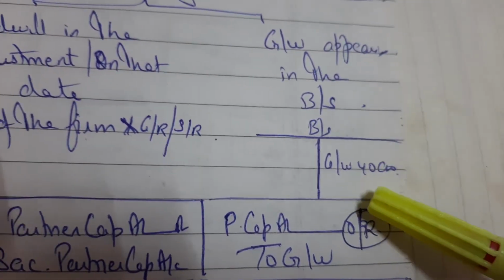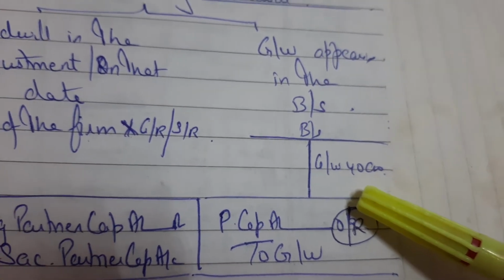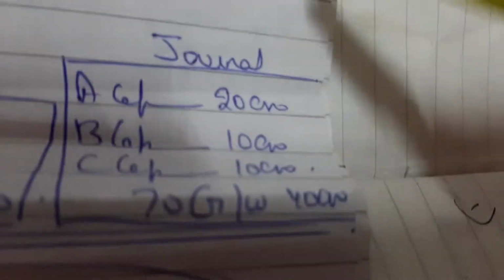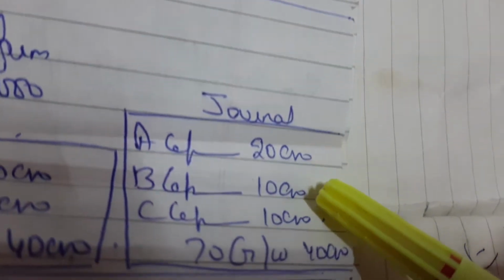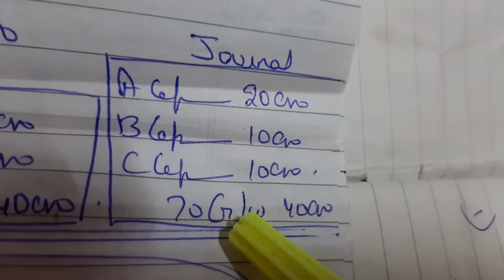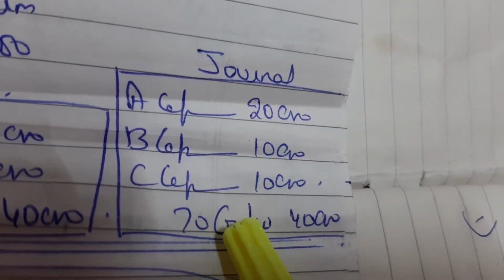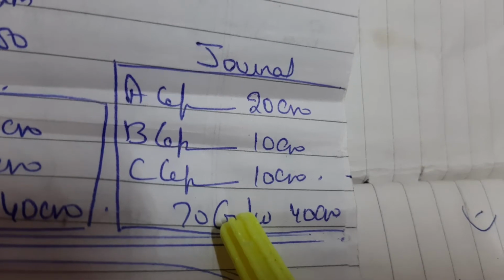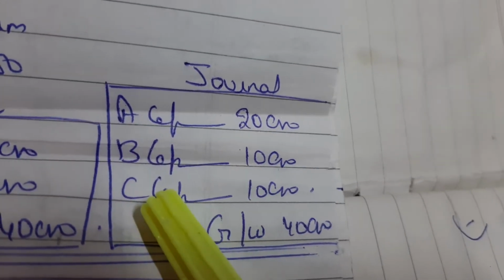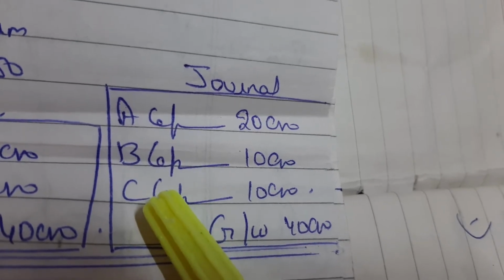Or if we take another example, in case goodwill is 40,000, there are three partners A, B, C. Let us take the previous example, and the ratio is 2:1:1. So the journal entry will be A's capital account debit, B's capital account debit, C's capital account debit to goodwill. So this 40,000 goodwill will be written off among all the three partners in the ratio 2:1:1. And in case they say that they are maintaining fixed capital accounts, then this will turn into current accounts.